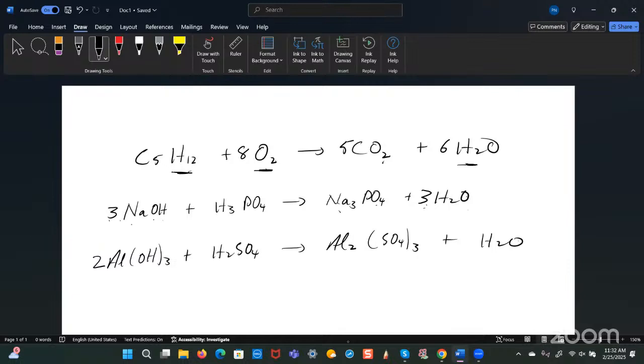We have 1 sulfur here, and we have 3 sulfurs here. So I'll put a 3 here. All right? So now that we've balanced the aluminum and the sulfur, we can concentrate on the oxygens and hydrogens. Here we have 2 times 3, 6, plus 3 times 4, 12, so that's 6 plus 12, that's 18 oxygens on this side. And here we have 12 oxygens here, right?